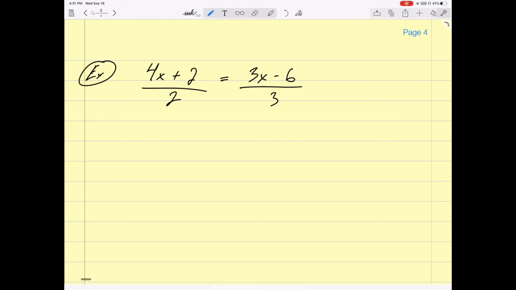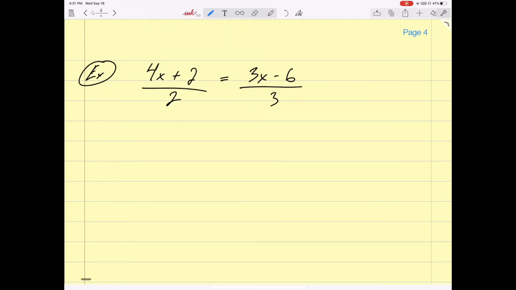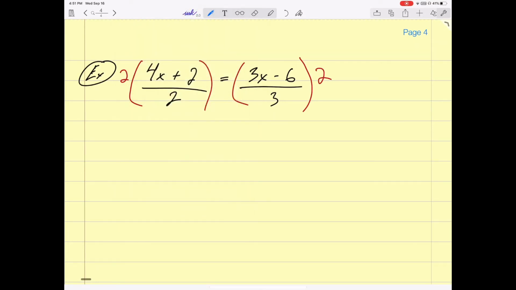So I know that if I multiply a fraction by whatever's in the denominator, that'll clear my fraction out. So if I multiply this fraction by 2, the 2's will cancel. But whatever I do to one side, I have to do to both sides. So I have to multiply this by 2 as well. So on the left, these two will cancel. The 2's cancel, and I would just be left with 4x plus 2.